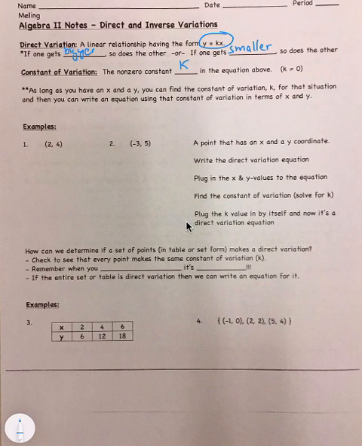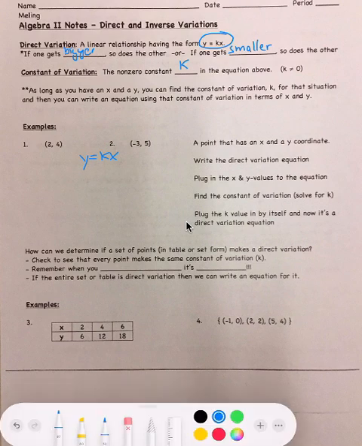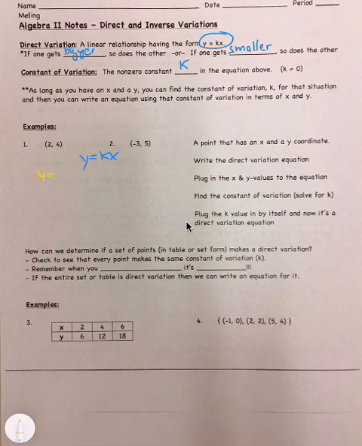So a couple examples, we have 2 points. We have 2, 4, and negative 3, 5. So the direct variation equation for both is just y equals kx. And then we will use the values we have here. So in 2, 4, we would say 4 equals k times 2. We find the constant of variation by dividing each side by 2. So we have k equals 2, and then we plug the k value back in, and now we have our direct variation equation, y equals 2x.